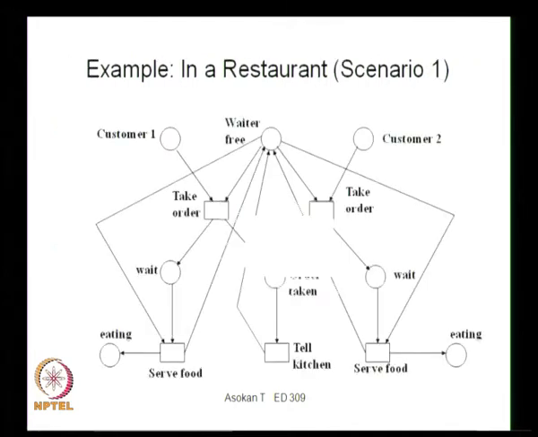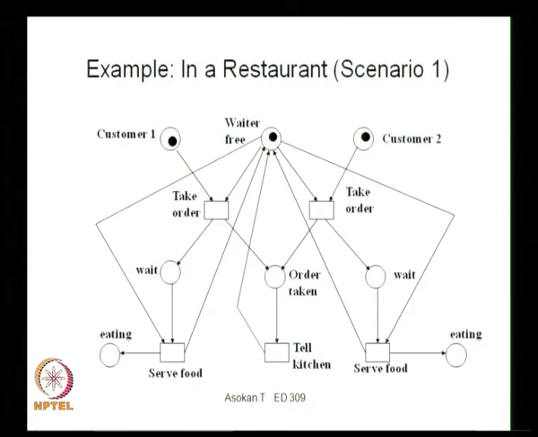So this is scenario 1. Initially both the customers are there, you can see the tokens at these places. You have a token for customer 1, then customer 2, and then there is a waiter who is free here. Taking order from customer 1 is shown by this transition, and taking order from customer 2 is shown by this transition. You can see this transition is connected to two places, customer 1 and waiter free. So this transition can take place only if there are tokens in these two places, customer 1 and waiter.